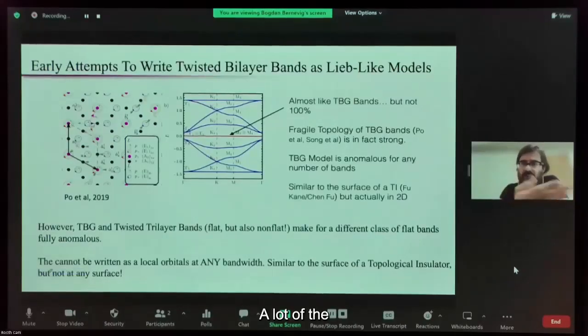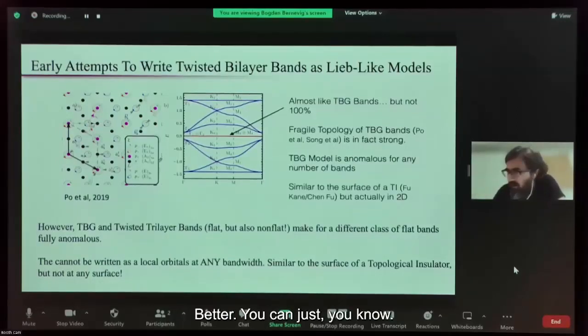Just as I showed you before, that model had uniform pairing, but it wasn't giving the correct topology of the twisted bilayer bands. There were other attempts to write the twisted bilayer bands as orbital models, so a finite number of orbitals. The idea behind these attempts is good, in the sense that the fewer orbitals you have, the better. You can deploy numerics like DMT or other things that people are doing.